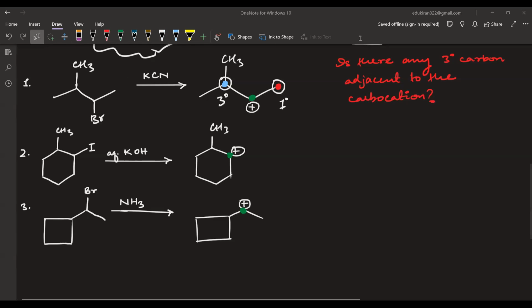Nabil Khan, can you hear me? Yes, sir. What did you see? I asked you, is there any 3 degree carbon? Can you see that there is a 3 degree carbon atom adjacent to the carbocation? Yes, sir. Okay, so you saw that as the adjacent carbon atom, or what happened? Why did you say no? There is no 3 degree carbon atom. Tell me.